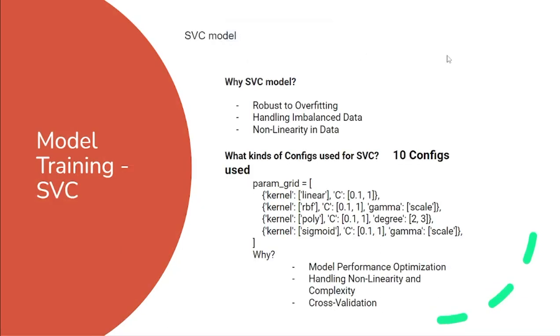Okay, let's go on to the SVC model. Why do we use the SVC model? Because we want to handle some issues, for example, nonlinearity in data, handling imbalanced data, and robustness to overfitting. We use 10 kinds of configuration in the SVC model because different configurations of hyperparameters can significantly impact the performance of the model. Grid search helps find the optimal combination.